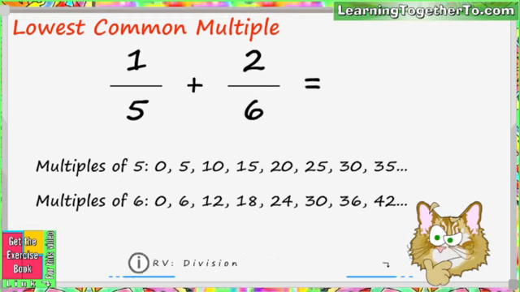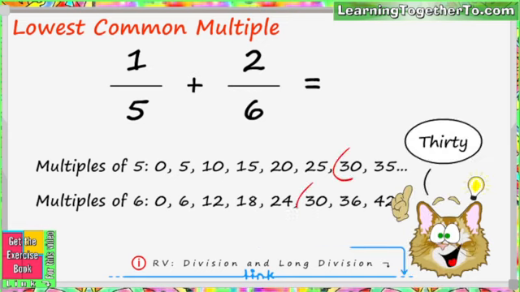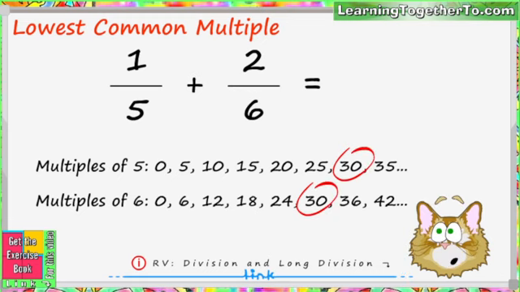Frank, without including 0, because we cannot divide by 0, in our list, what other common multiple do 5 and 6 have? 30. Nice job, Frank. That means that the denominator in 1/5 needs to change from 5 to 30, and that the denominator in 2/6 needs to change from 6 to 30.